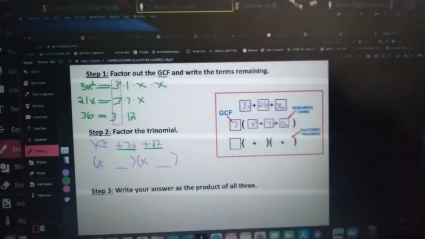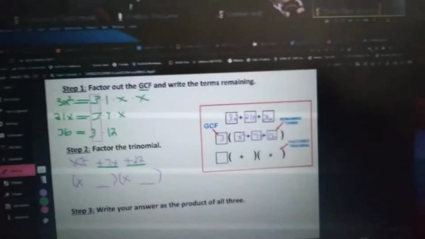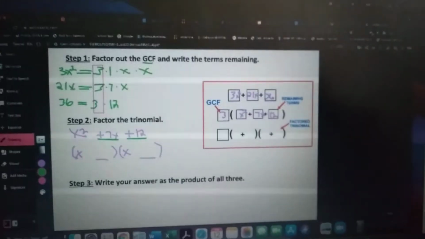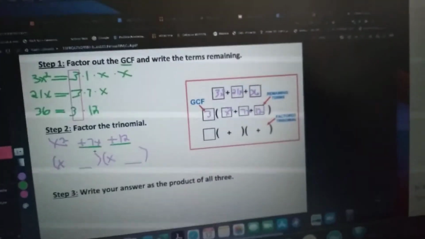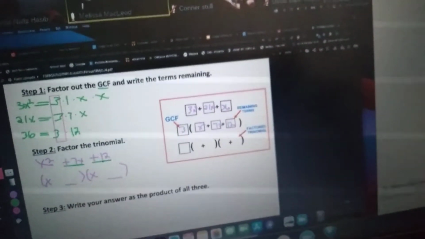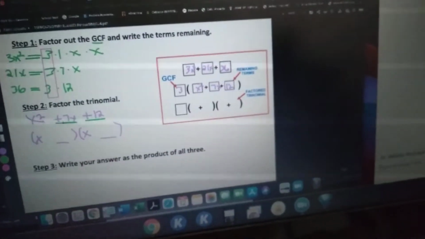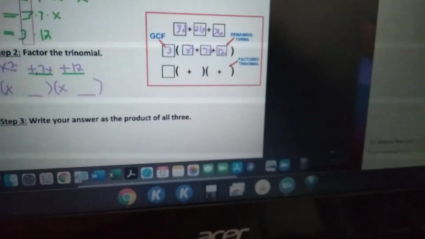Unmute, David. What am I telling you? How do you factor a trinomial? There's a phrase to help you factor the trinomial. Listen, David. What are the factors of C that add to give me B? Say it.